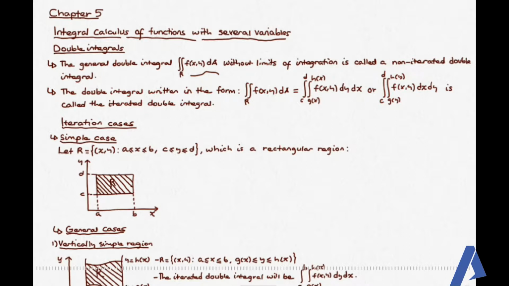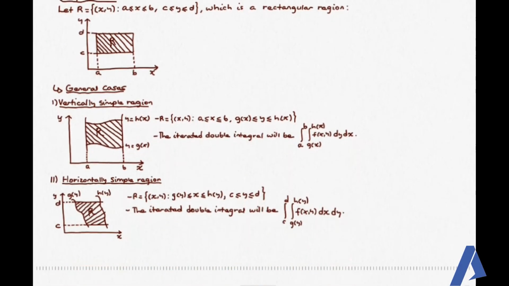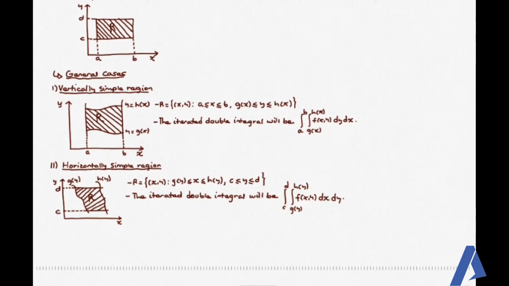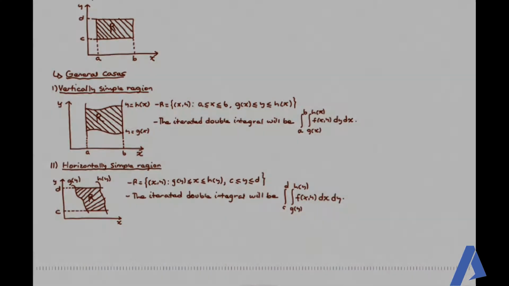ማለትም ኢንተግራላችን ኢንተግሬት የሚደረግበት ሪጅን ማለት ነው with respect to x እና with respect to y። ስለዚህ እዚህ ጋር ሁለት ጀነራል ኬሶች አሉ። We have the simple case which is just a rectangle, in the y የሆነ ዲስታንስ ሄዳል፣ the x የሆነ ዲስታንስ ሄዳል። ስለዚህ እዚህ ጋር ሊሚት ኦፍ ኢንተግሬሽናችን with respect to x ከa እስከ b ይሆናል፣ with respect to y ደግሞ ከc እስከ d ይሆናል ማለት ነው። In the general case ደግሞ we have two sub cases which is a vertically simple region and a horizontally simple region.